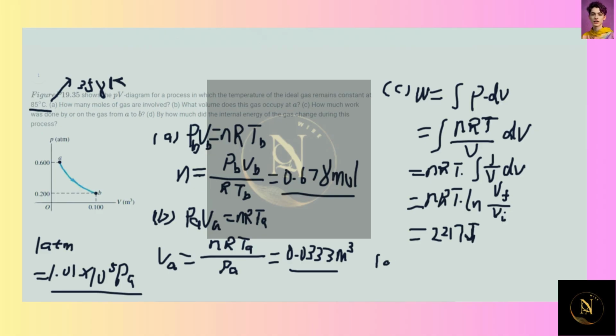And for part D, we want to find out the change in internal energy. This is an isothermal process, so T is a constant. In that case, the change is 0, because the internal energy only relies on the temperature. If temperature does not change, then the internal energy does not change. So that is 0. Okay, that's it.